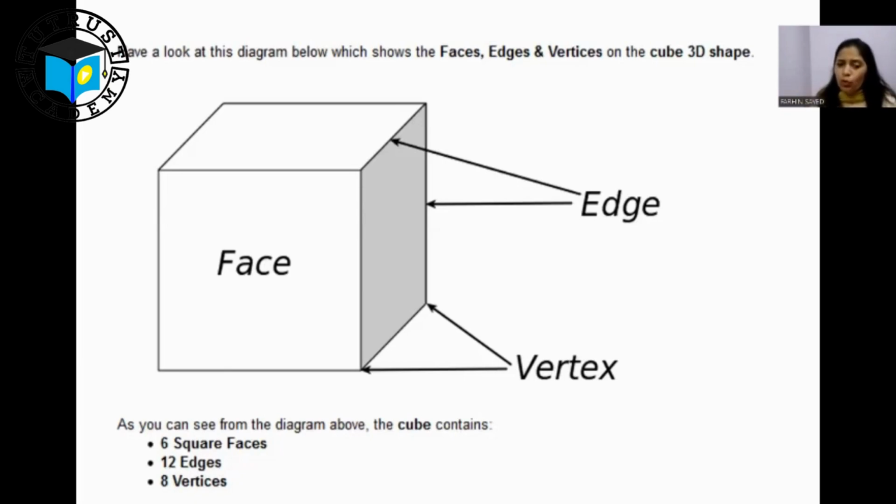Now, when I say cube, you need to remember all the 6 faces are square. It means they all are the same. So whichever side you flip, they look the same to you. Okay, let's move on to the next shape.